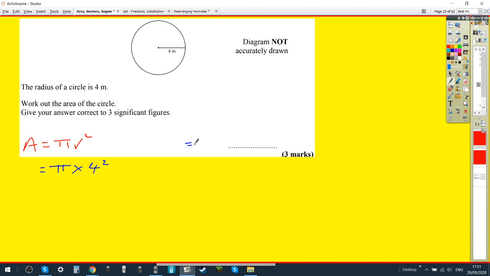16 pi. And to 3 sig fig. 50.27. That's 4 sig fig. 3 sig fig, 50.3. Well done. And that one is meters squared.